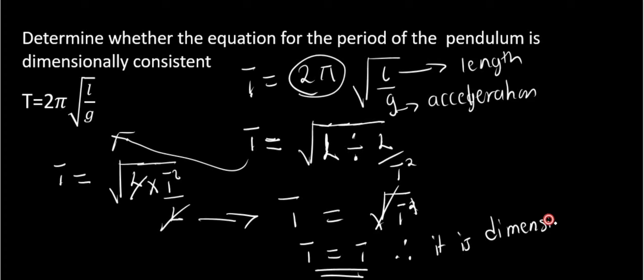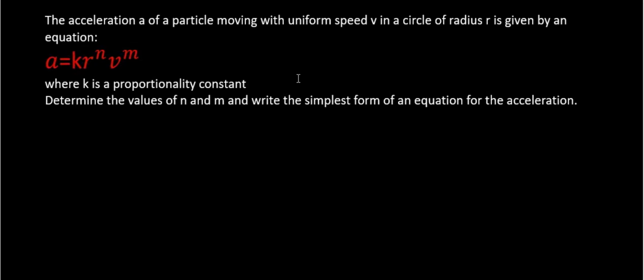Dimensionally consistent. Why is it dimensionally consistent? Because the right side and the left side, they are the same. So you conclude that it's dimensionally consistent.